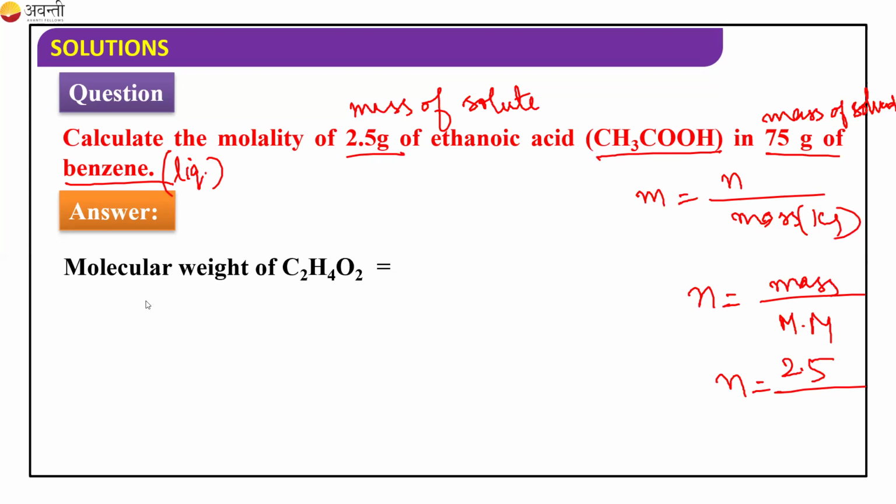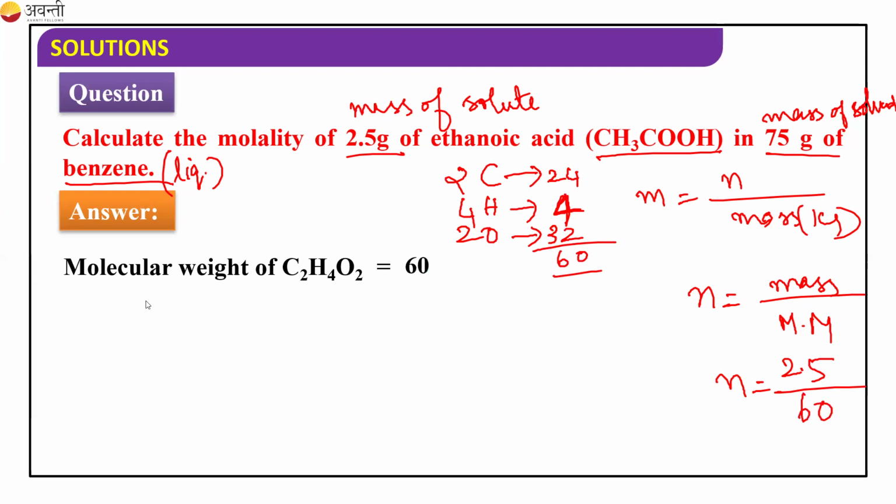For carbon, what is the atomic mass of carbon? 12, right? For one carbon, the atomic mass is 12. And we have two carbon in the formula. So it is 24. And for each hydrogen, it is 1. We have 4 hydrogens. So it is 4 into 1, 4. And we have 2 oxygen. For each oxygen, the atomic mass is 16. And for 2 oxygen, it will be 32. So now if we add all these things, we will get 60. So 60 is the molecular weight of this.